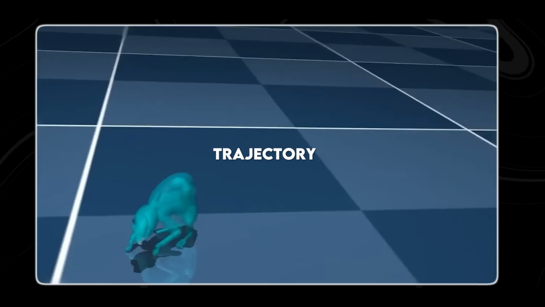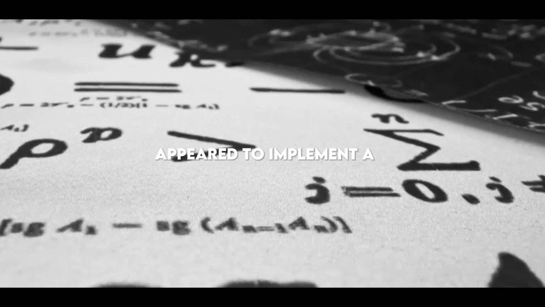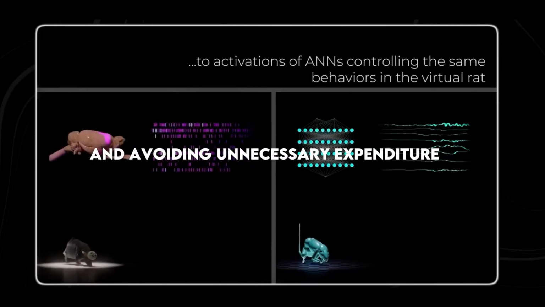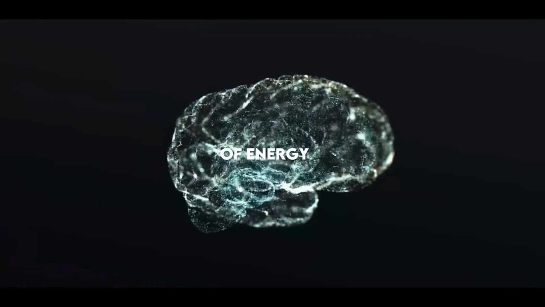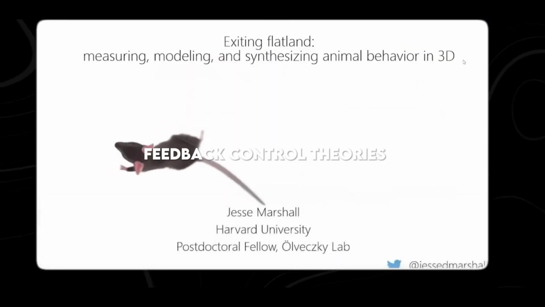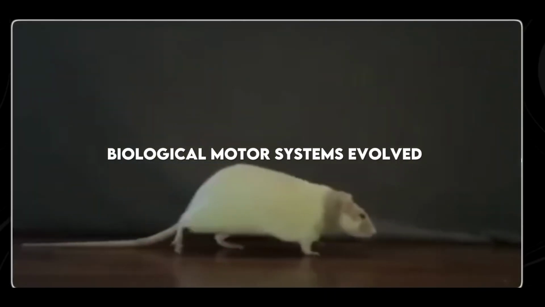The researchers could also analyze how the network dealt with redundancy, as there are typically multiple ways to achieve a given movement trajectory. How did it choose the optimal solution? The virtual brain appeared to implement a minimum intervention strategy, making only necessary corrections and avoiding unnecessary expenditure of energy or forces. This aligns with optimal feedback control theories that neuroscientists believe biological motor systems evolved to implement.